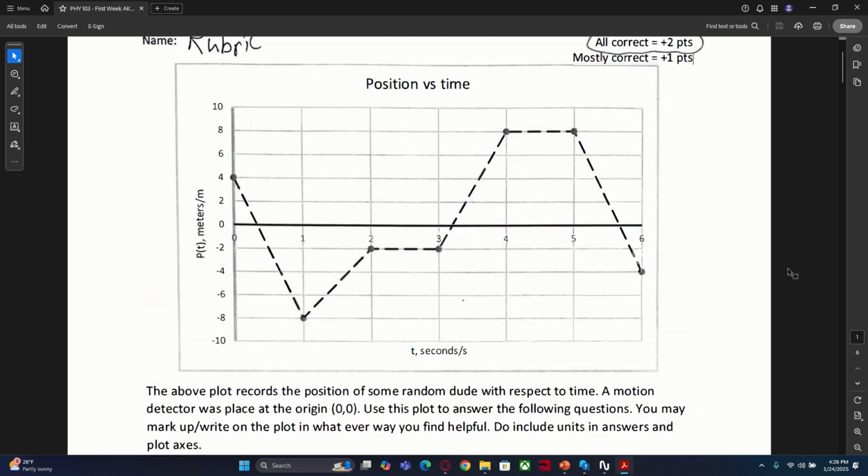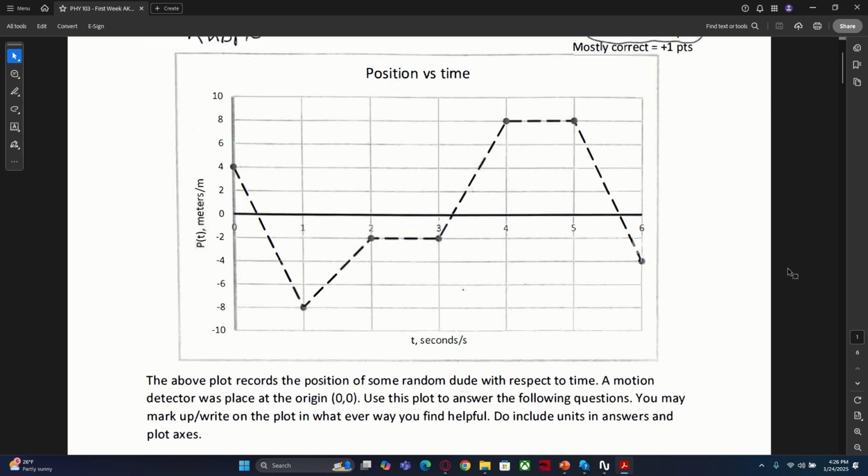For the first worksheet, first of four, the above plot is a way of representing how some object's position changes with time. How we interpret it is: in the first second, some object was at the 4 position and it moved backwards until it reached the -8 position. Then in the very next second, it moved forward to the -2 position, stayed still for a second, kept moving forward until it was at the 8-meter mark, stayed still, and then kept moving backwards until it was at the -4-meter mark.